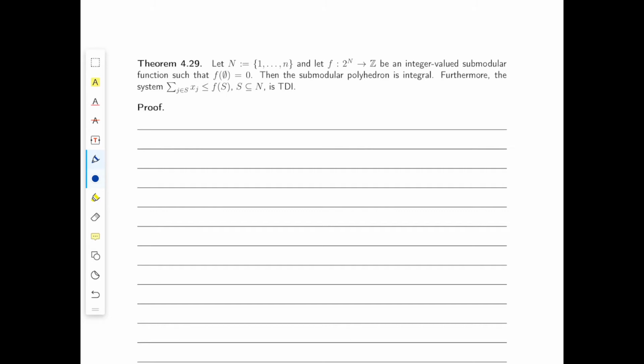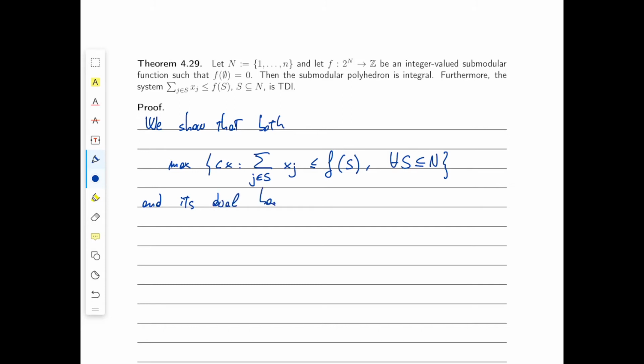Good, so let's see what we want to do. Just a setup: we show that both the maximization problem, max Cx such that the sum of xj over j in S, so I'm just writing the submodular polyhedron, is less than or equal to f of S for every S subset of N, this problem and its dual have integral optimal solutions for every C that is integral, and also for which the max is finite.